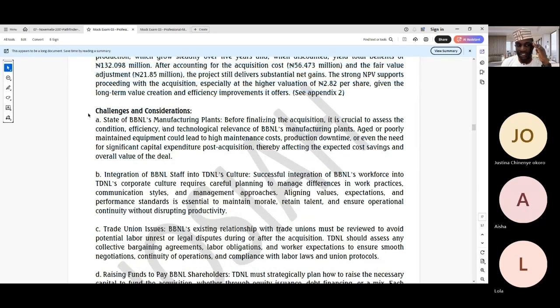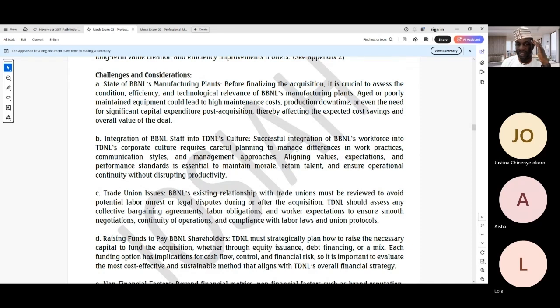Then the fourth header, speaking to challenges and considerations. The sub-header now is the state of BBNL's manufacturing plant. We are saying, are they aged or poorly maintained equipment, which could lead to high maintenance cost? So that could be a challenge. Another challenge we spoke to is integration of BBNL staff into TDNL's culture. Successful integration of BBNL's workforce into TDNL's corporate culture requires careful planning. Aligning their values, their expectations, their standards could be a challenge, but they should also consider it.